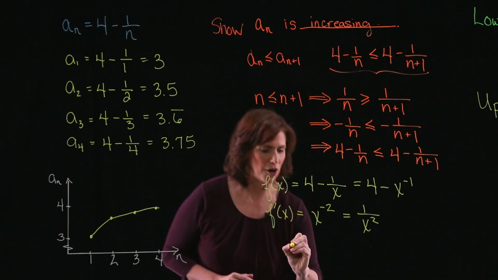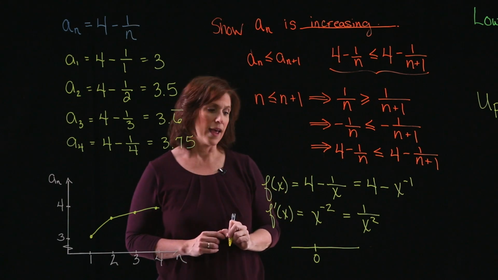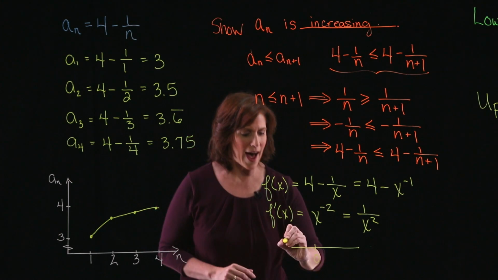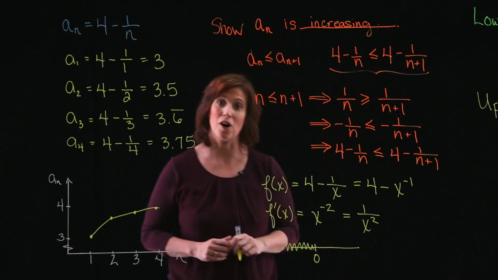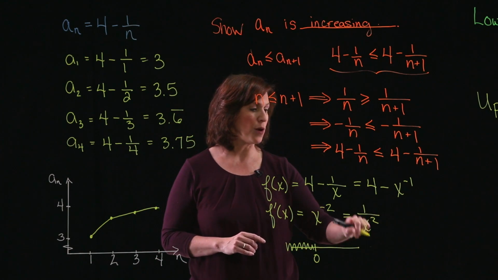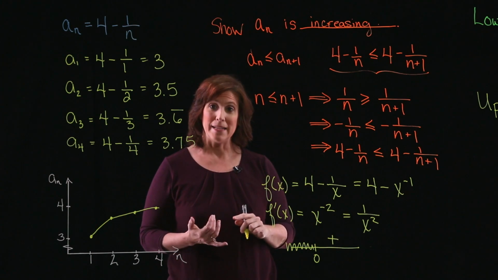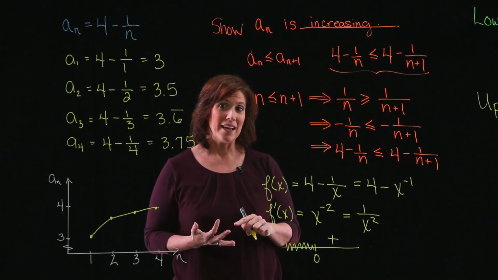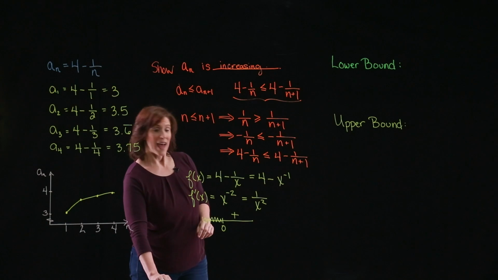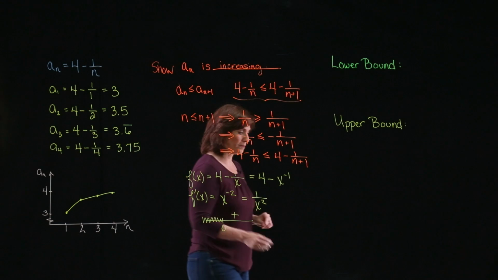So I can make a little sign chart, and I'll put my only critical number of 0 on it. And remember, because I'm only interested in values that are 1 and greater, I don't really care what happens on my sign chart prior to 0. But if I take any test point larger than 0, I notice that my derivative is positive, which means my function and, in turn, the sequence will be increasing. Okay, so now that I've determined that it's monotonic increasing, let's talk about being bounded.